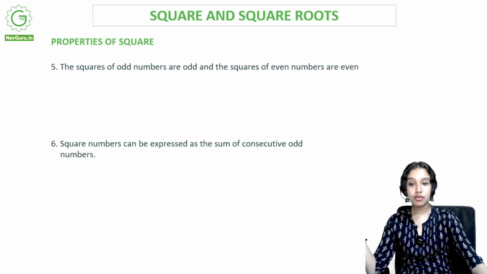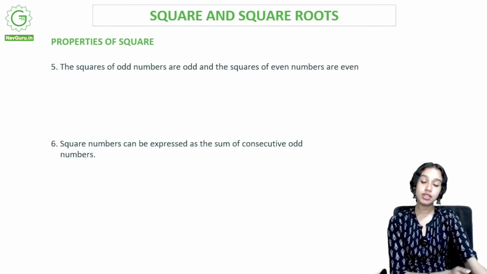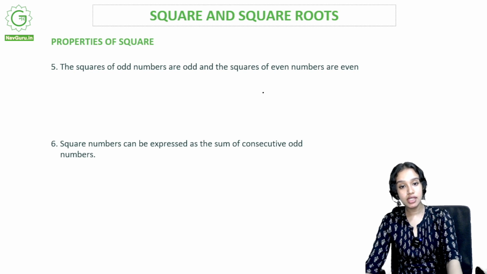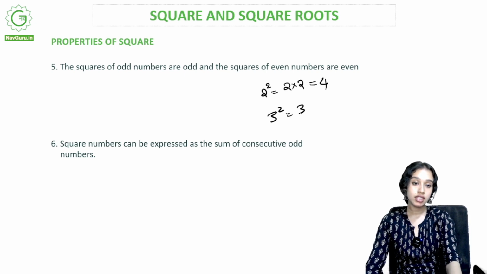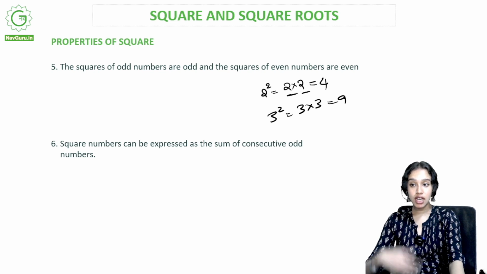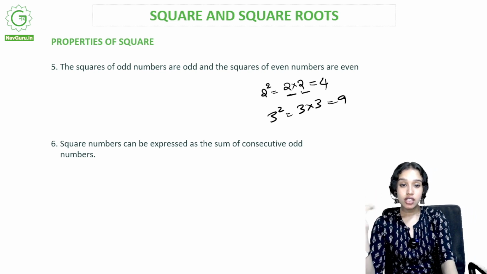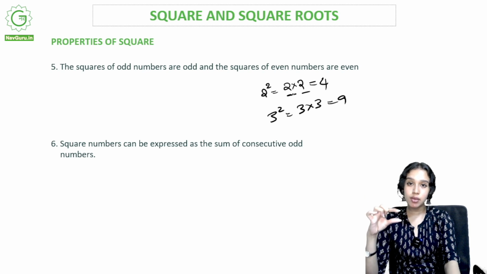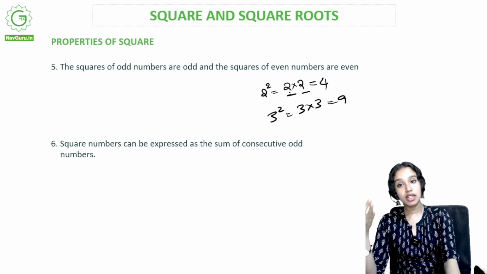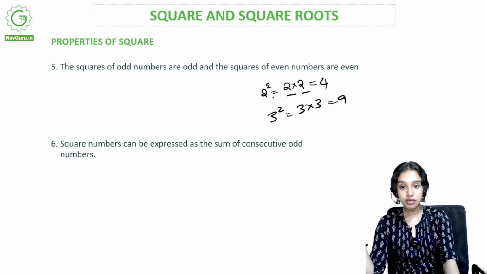Now, the fifth property of squares: the squares of odd numbers are odd and the squares of even numbers are even. Why? Let's see. What is 2 square? It's 2 into 2, that's 4. What is 3 square? It's 3 into 3, just 9. We are just multiplying a number with itself. So, if we are multiplying an even number with another even number, we get another even number as the product. And the same applies to odd numbers.